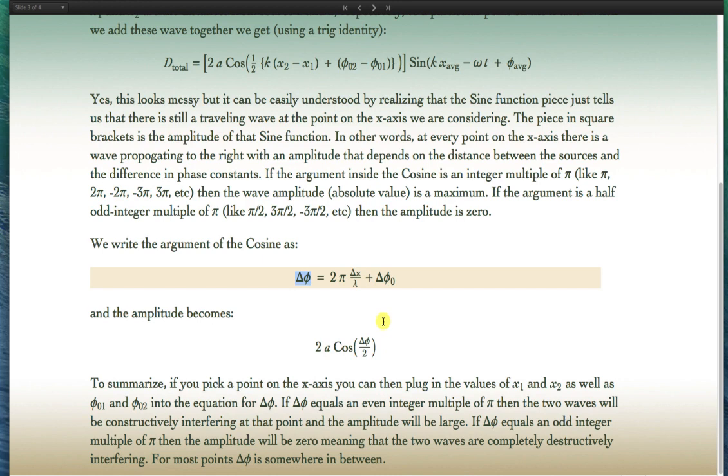And then if you have some value of delta x and delta phi 0 that makes this delta phi equal to an even integer times pi, then you're going to divide by 2, and you're going to have some integer times pi, maybe 1 pi, 2 pi, 3 pi, 4 pi, whatever it might be. Cosine of that is either going to be +1 or -1, and that's going to make the amplitude as big as it can get. It'll make your ultimate resultant traveling wave as big as it can get. You'll have complete constructive interference.